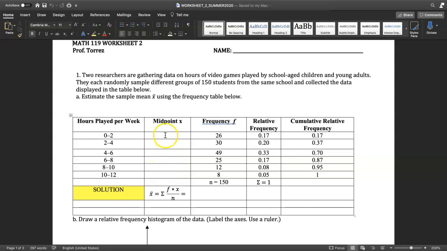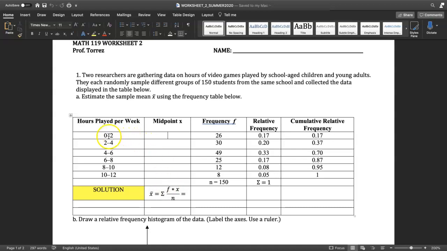We also have another column up here called the midpoint, and we're going to use these midpoints to trigger the calculation of the sample mean in the following way. Notice the formula down here. X bar, the sample mean, is the sum over X, where now X is going to be this midpoint. So we'll take the product, F times X, divide by N, sum those up over the 6 classes, and that'll give us the estimate of the mean. So let's go ahead and do that.